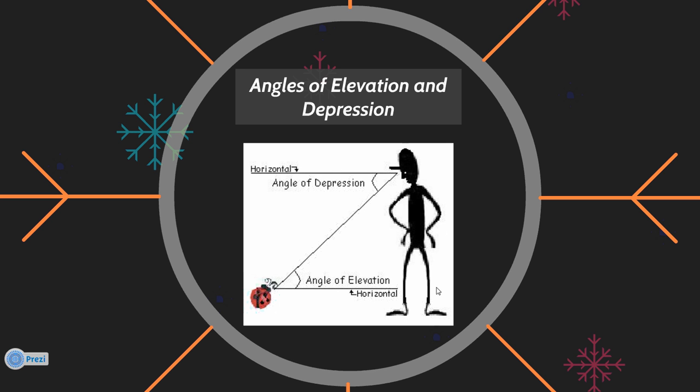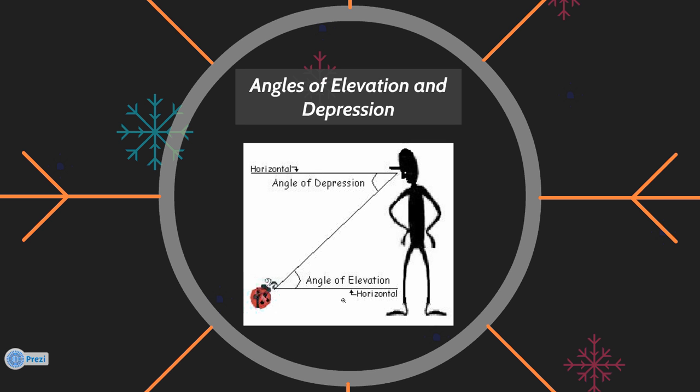So here we have a gentleman on the right, and his normal line of sight is this horizontal right here. And when he looks down at this ladybug, he's creating an angle between his original line of sight and his new line of sight. And since he's looking down, we call that an angle of depression. Whereas if we look at it from the ladybug's perspective, she has a line of sight that is at this horizontal. But when she looks up at this guy, she has a new line of sight, and since she's looking up, this angle that is created is called the angle of elevation.